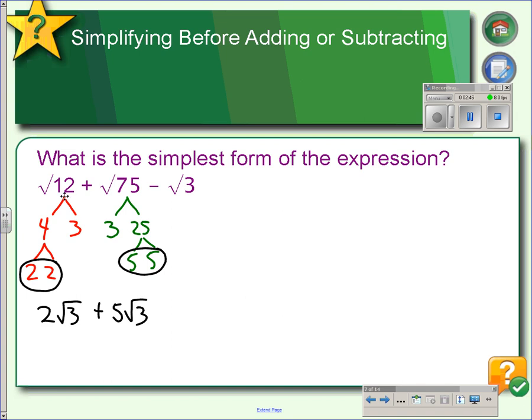And then on the final example here, the 3 doesn't simplify, so we can just write it down. And now each of these is a square root 3, so we can add and subtract the coefficients. So we have 2 plus 5 is 7, minus 1 is 6, square root 3.